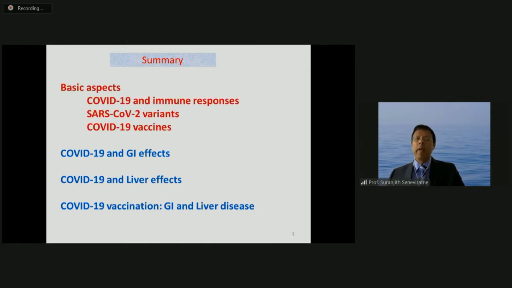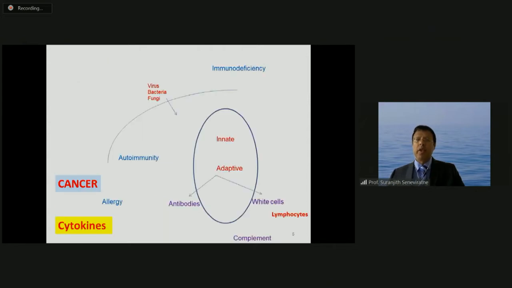Going on to the basic aspects of COVID, immune responses, and variants and vaccination, I always start with this figure showing you the immune system, the innate and adaptive immune system, the antibodies, the white cells, and lymphocytes, which are extremely important in getting rid of infections, including viral infection. If it does not work properly and can't get rid of those infections, because of primary immune deficiency or secondary immune deficiency, because of the things we do to them, the drugs we give them and the different diseases they get, then they have immune deficiency and can't deal with viral infection.